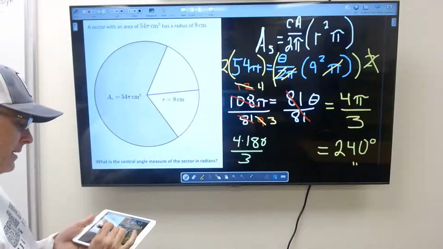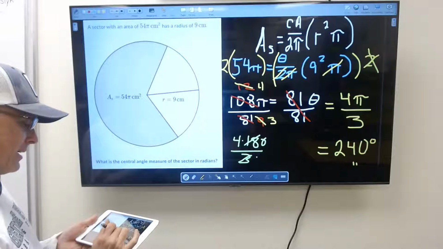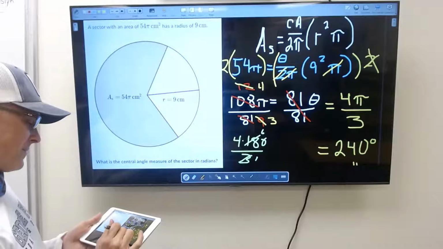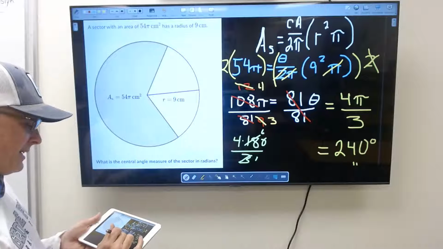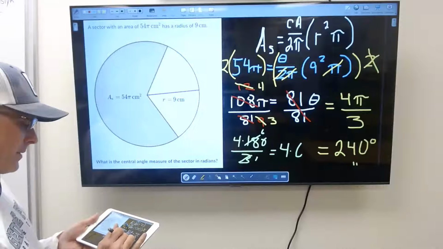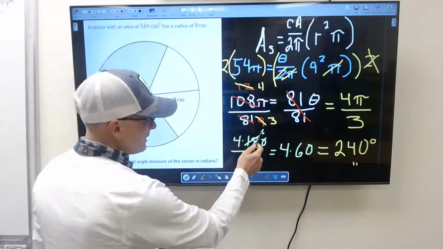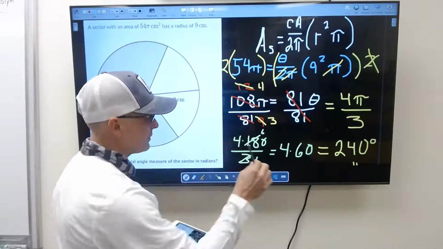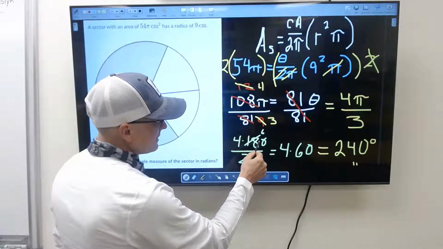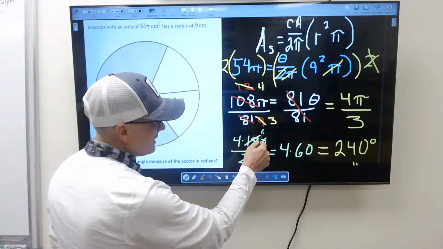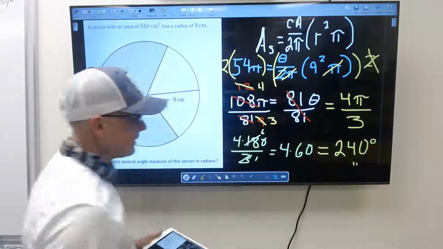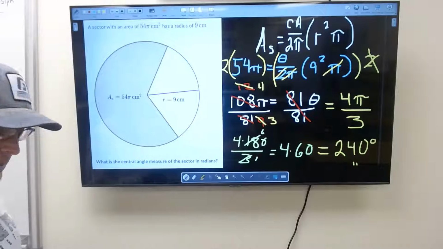3 goes into 18 six times. So this is really 4 times 60. I did 4 times 6, but I kept the 0. It's how my brain works sometimes. Forgive me. 3 goes in here 60 times, and then 4 times 60 is 240. All right, and that's it for that one.